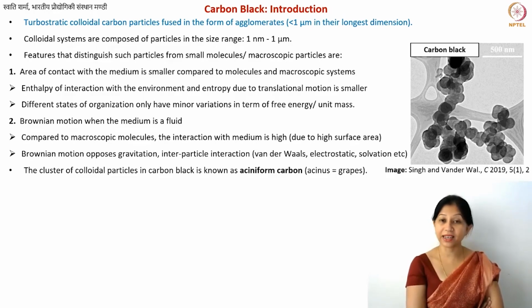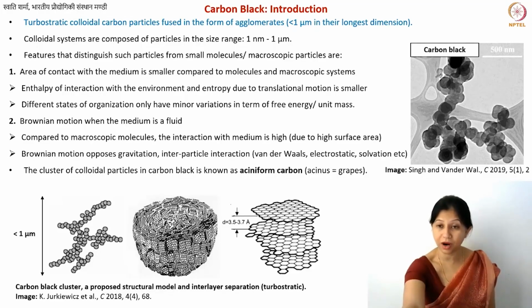And that is why it is also sometimes called aciniform carbon. Now, the word acinus means grapes. I think it comes from Latin. So, because these particles look like a bunch of grapes, this is another term that you will hear, aciniform carbon, when it comes to carbon black.